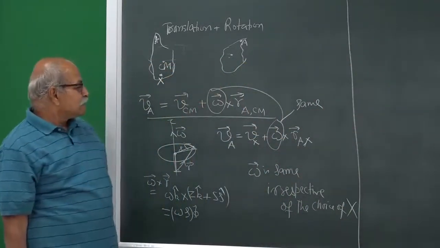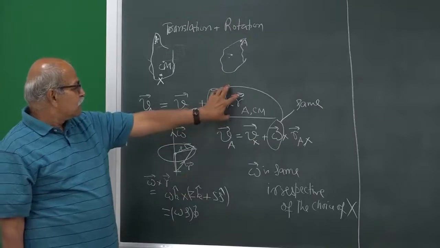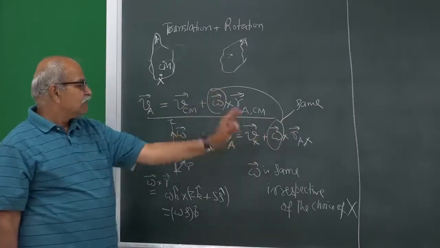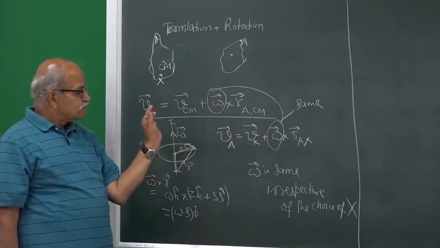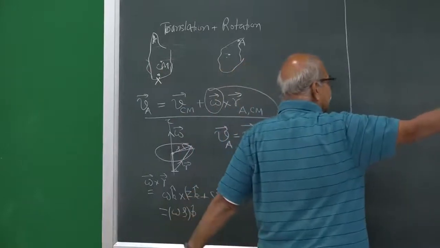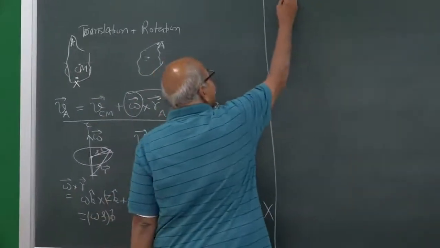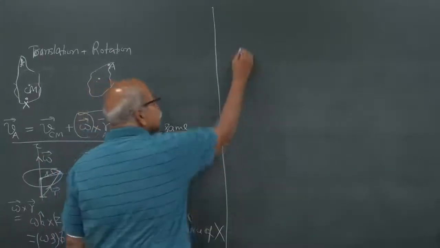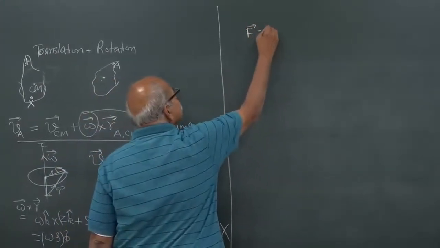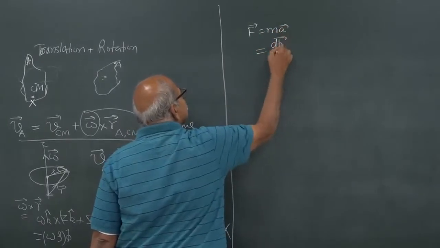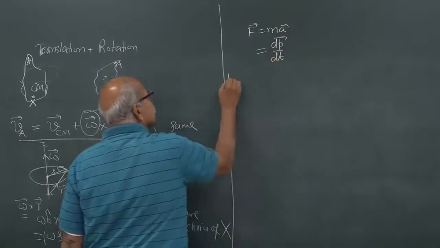In this chapter, we will be focusing only on this part, not on this part. We will have one point fixed about which the rotation will take place, and then we will do the dynamics of it. Now, as in translational motion, the central equation is F equals ma, which you write more appropriately as dp/dt, where p is the linear momentum.